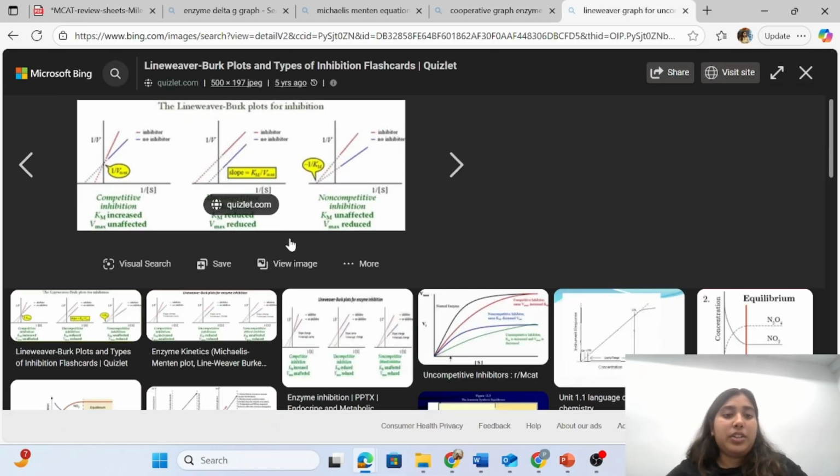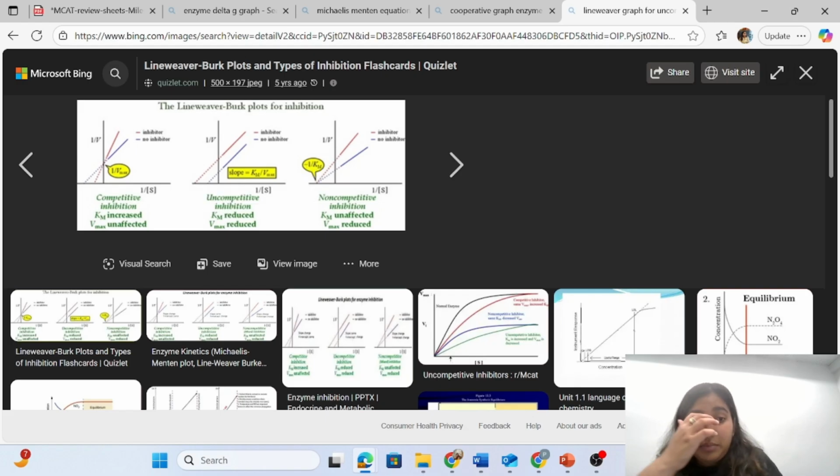So these are the Lineweaver-Burk plots. Here you see the competitive inhibition. Blue is the no inhibitor, or the control. If there is an inhibitor, then your Km is increasing, so this point is increasing, and the Vmax stays the same. Because this point is showing you 1 over Vmax.